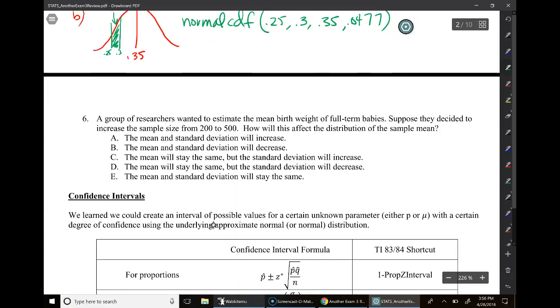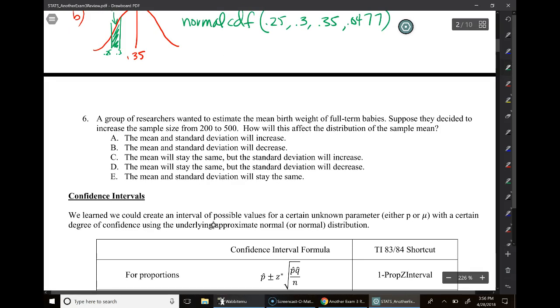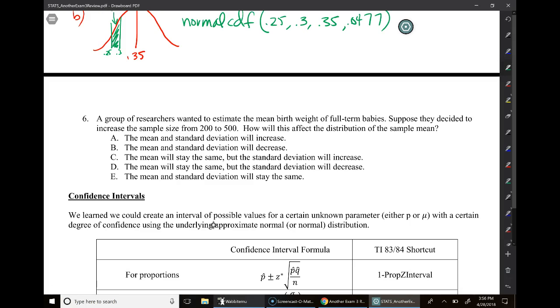Now I do have one more question which sort of shows you the multiple choice questions. We can see here a group of researchers wanted to estimate the mean birth weight. Suppose they decide to increase the sample size from 200 to 500. I want you to take a moment, see if you can pause the video here, and see if you can get the right answer.